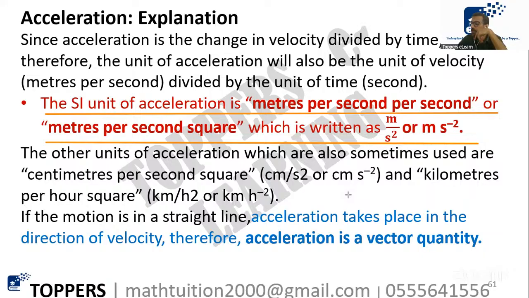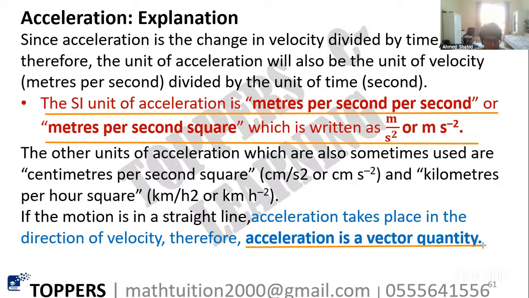Is acceleration a scalar quantity or a vector quantity? Acceleration is a vector quantity. Why is acceleration a vector quantity? Because it is change in velocity divided by time. Velocity is a vector, right? Yes, sir, velocity is a vector. Vector divided by time is coming.